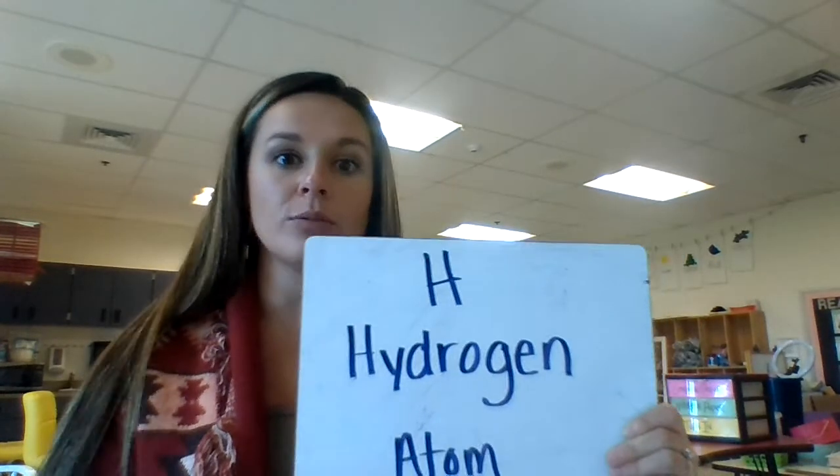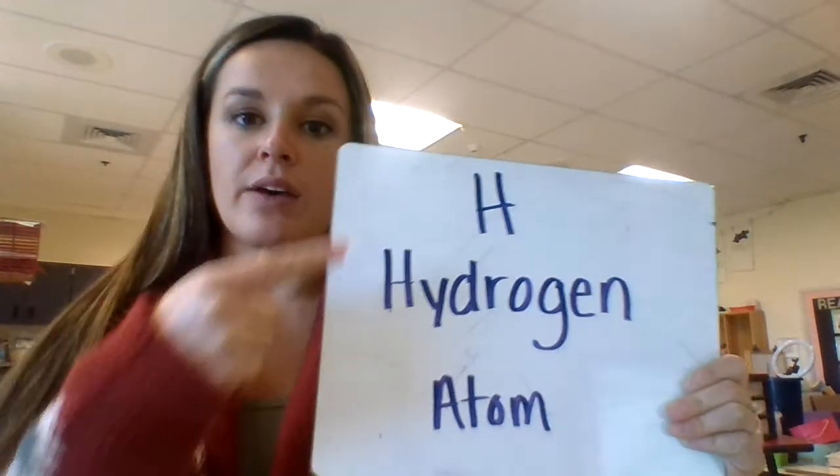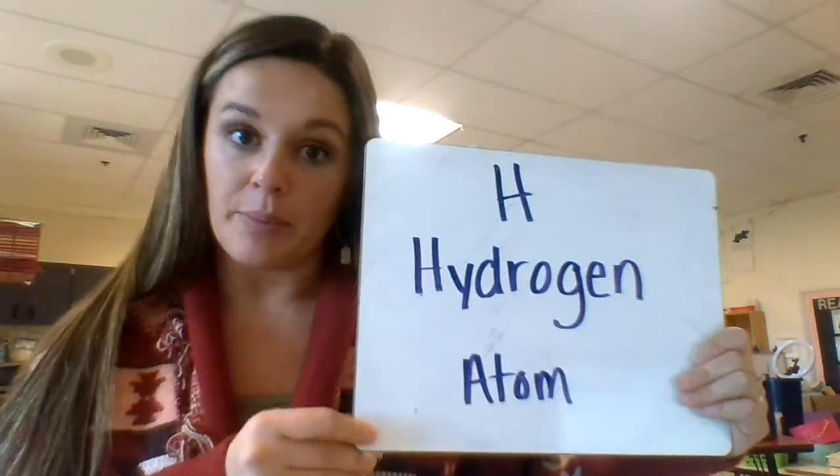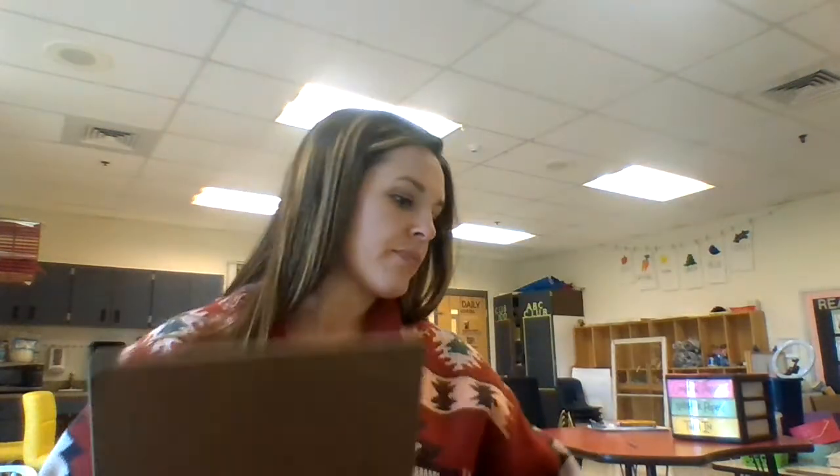Hey guys, now I'm going over lesson 6 in science, compounds. So first we have H, which is on our periodic table. H stands for hydrogen, and this is just one atom, okay? Then after an atom, we can put them together.